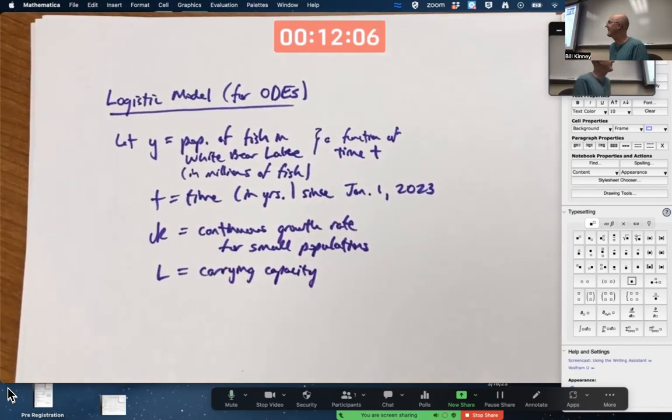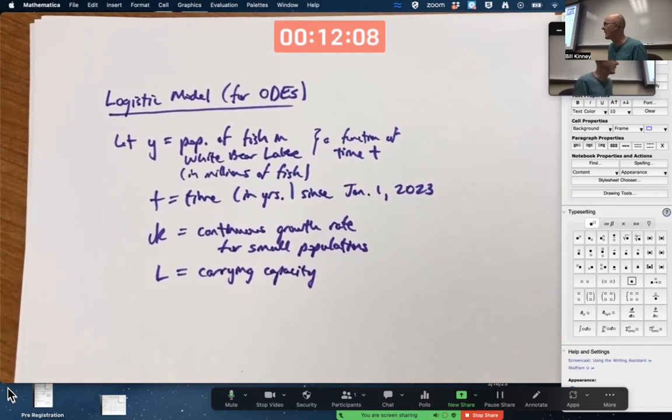We talked about that in the context of the discrete logistic model as well. And we saw in the discrete logistic model, not only did chaos sometimes happen, but sometimes the population actually overshot the carrying capacity before it went back down again. Does that happen with differential equations? We're going to have to explore and find out.